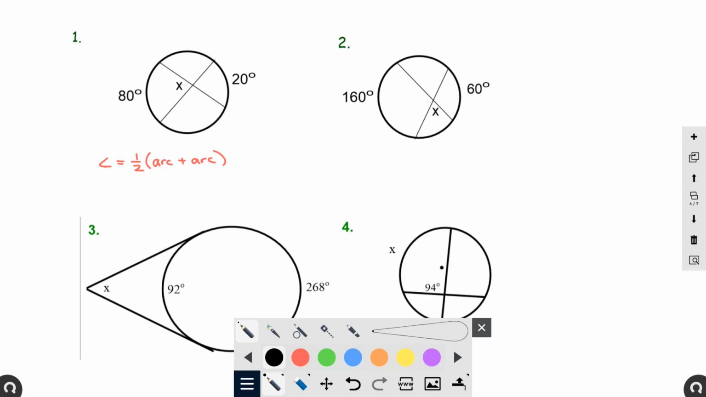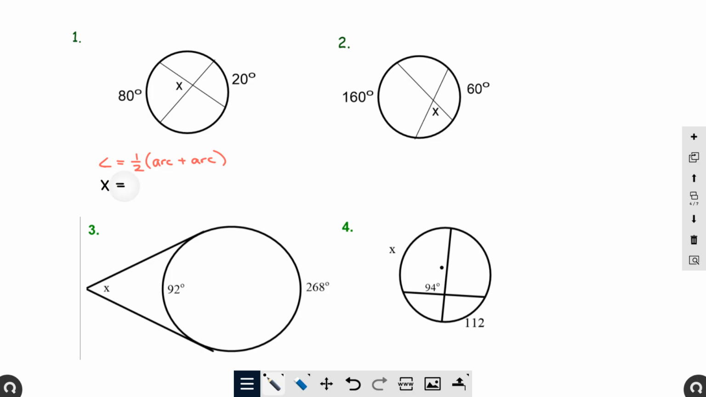So my angle is x, and it equals 1/2 of 80 plus 20. What is 80 plus 20? 100. And half of 100 is 50. So x would be 50. I put that other picture a little too close.